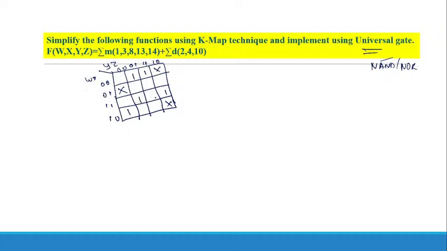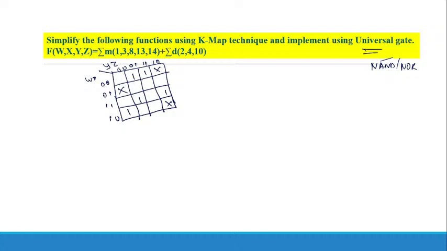So, okay. So now that is right. 13, 14. Okay. And this is 8. Okay. 1, 2, 3, 4, 5. So 5 minterms value and 3 don't cares. So if I try to group it now, octet is not there. 8 cell is not there.